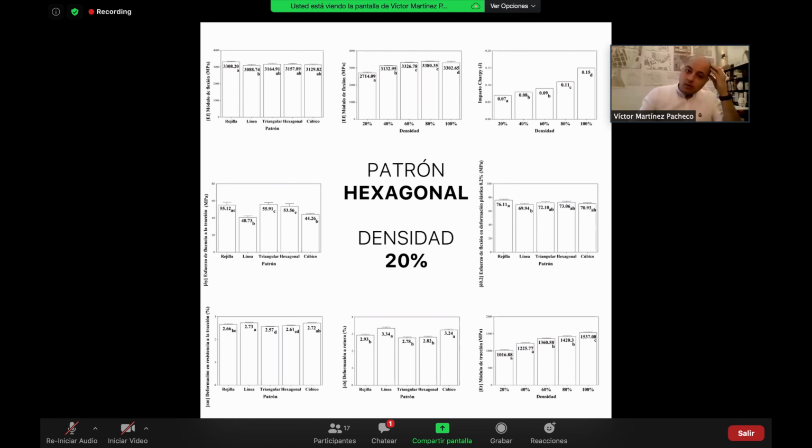This result was a success. It means that with a fifth of the material, we achieve 80% of the resistance. This makes it a very light system with low material consumption.